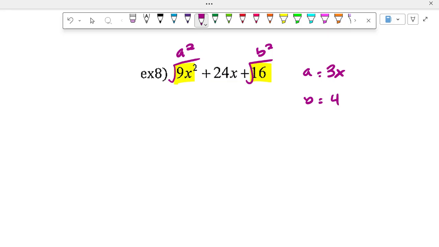12x. Is 12x times 2 24x? Yep. And remember, your sign is a plus in the middle. So what is this factored? 3x plus 4.